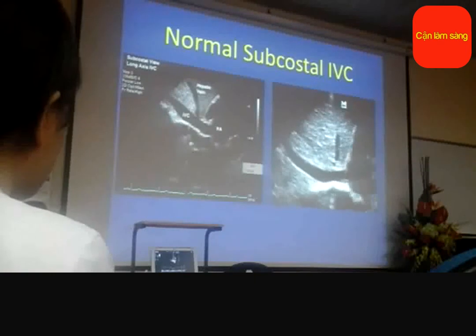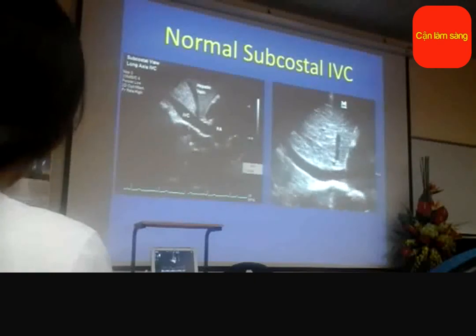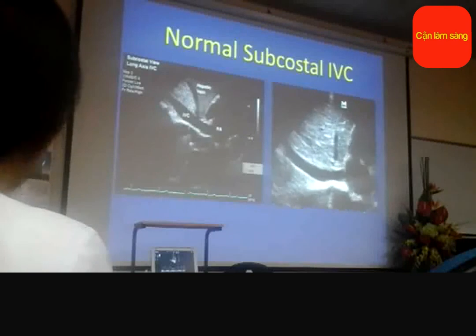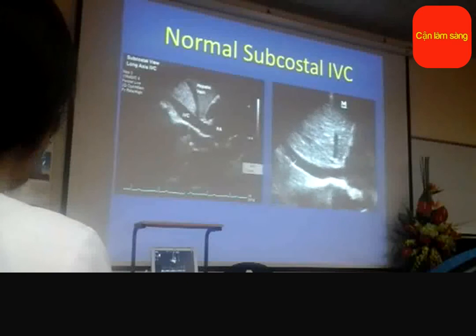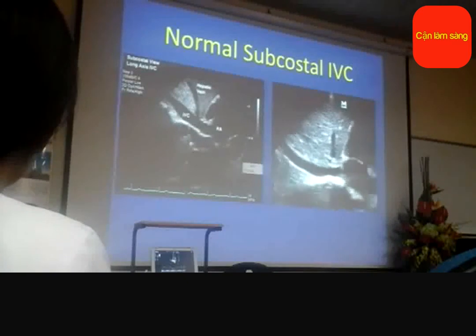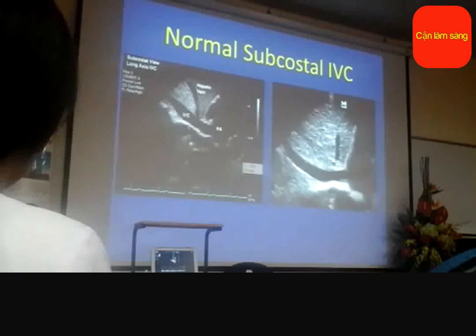Especially if the patient has a pericardial effusion, you are worried about tamponade. If the IVC is normal and collapses, then they probably do not have cardiac tamponade.